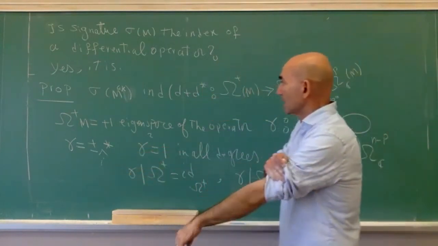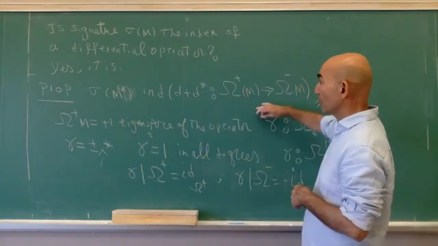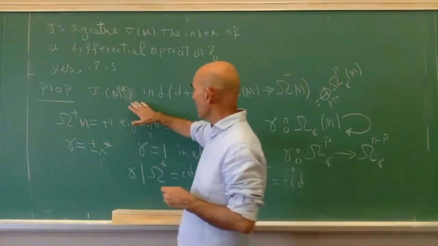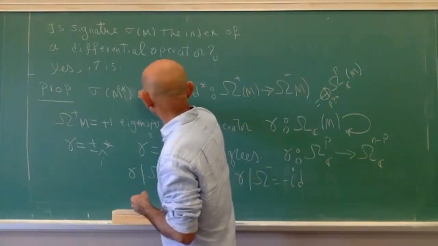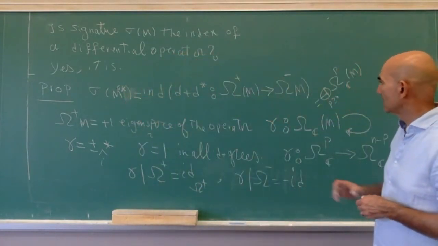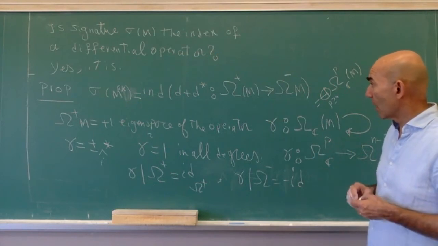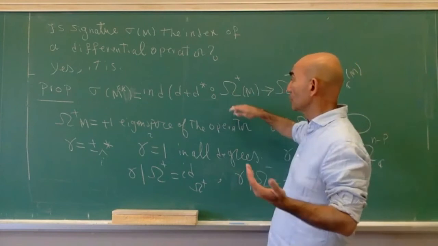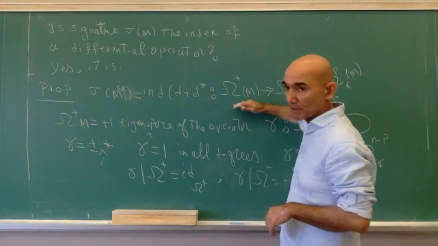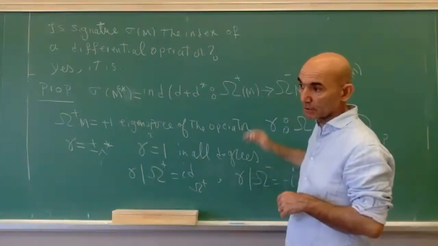Okay. So if you believe in this proposition, then this is indeed the index of this elliptic operator, d plus d star. We can call it the signature operator if you want, going from some special space of forms to another space of forms.